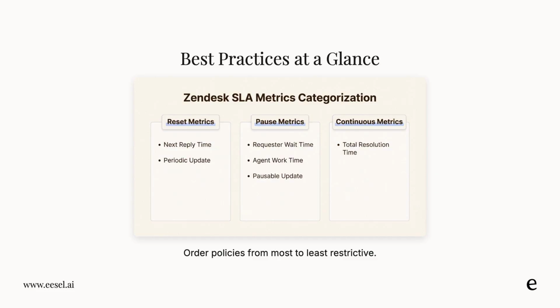A few practical rules that teams learn the hard way. Start with just first reply time and one resolution metric. Get confident with those before adding complexity. Order your SLA policies from most restrictive to least, because Zendesk applies the first match, and set targets based on your team's actual capacity, not aspirational goals. An SLA you consistently breach is worse than having no SLA at all.